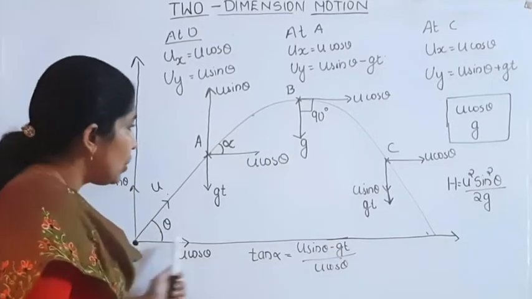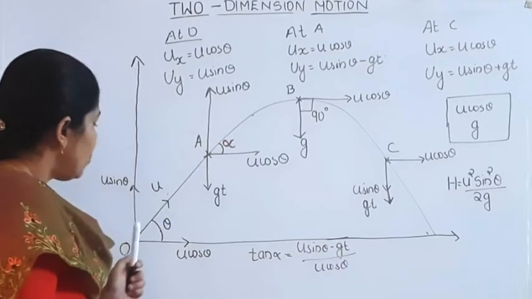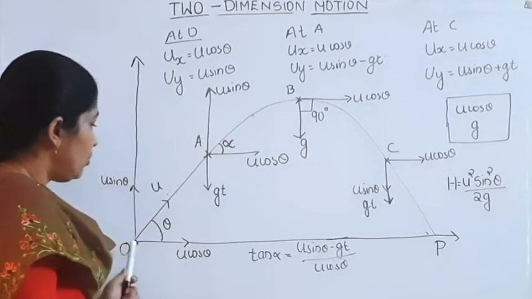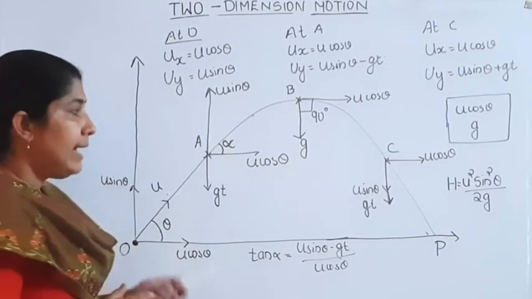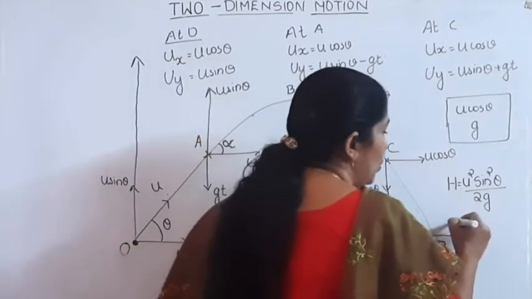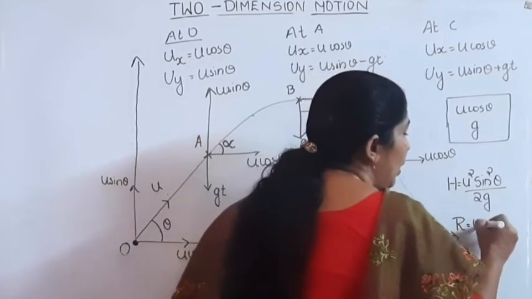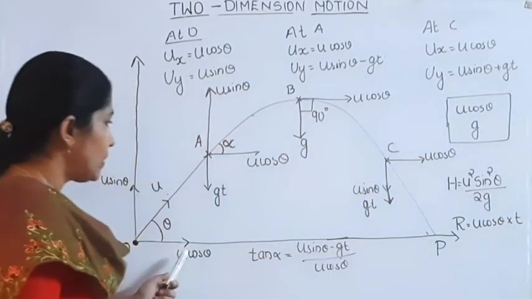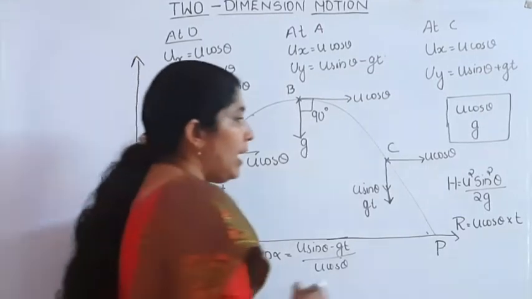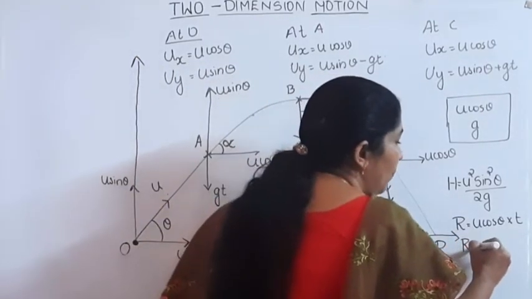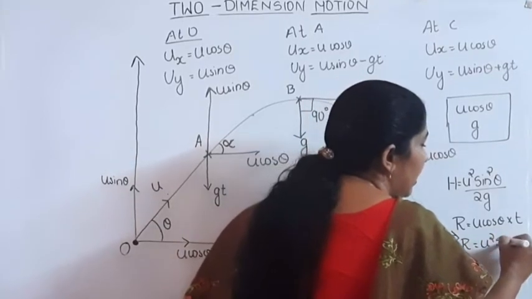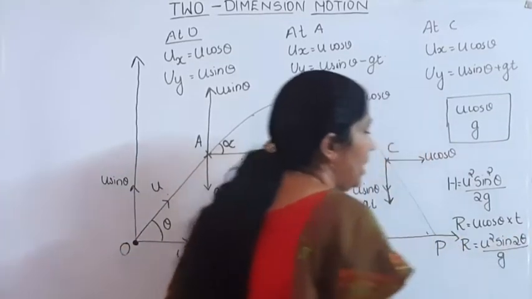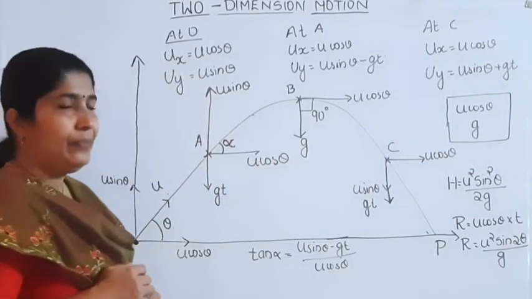Then what about the horizontal range? Horizontal range is the distance from the point O to this point P. Okay, range is the horizontal distance, and that horizontal range R is equal to the horizontal component of velocity into time, that is u cos theta into time, or it can be written as range R is equal to u square sine 2 theta divided by g. Okay, the equation for the range is u square sine 2 theta divided by g.